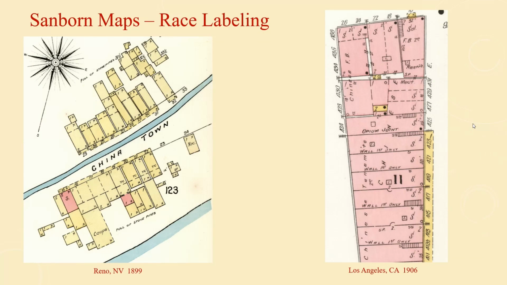On the right side is a block from Los Angeles, California, 1906. You will see written across that block the letters Chinese. You will see written across the buildings along the left side, Chinese tenements. Up here on the upper left side, Chinese FB. We know what FB means now, female boarding. There's even in the middle of the block a building labeled Opium Joint. I kind of wonder about the Sanborn surveyor who walked into that building one day.